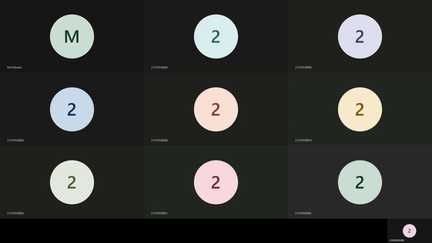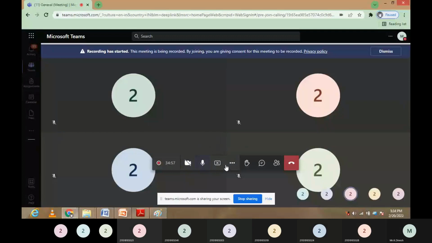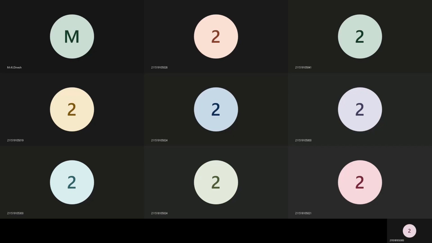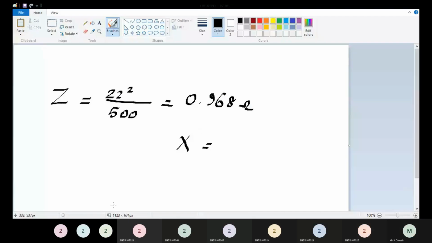Screen is not visible, sir. Screen not visible. Okay. Is it visible now? Is the screen visible? No, sir. Now it is visible, sir. Is the paint screen visible? Not visible, sir. Now it is visible, sir.